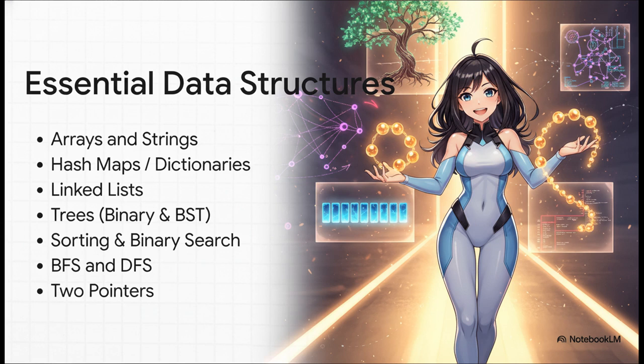You need to know arrays and strings. You absolutely need hash maps, arguably the single most useful structure for optimizing your code. Get comfortable with basic trees, sorting, and binary search. And finally, grasp traversal patterns like breadth-first and depth-first search, plus 2 pointers for scanning arrays efficiently. That's the core list. And remember, you build this knowledge incrementally over 3 to 6 months. It is a marathon, not a sprint.